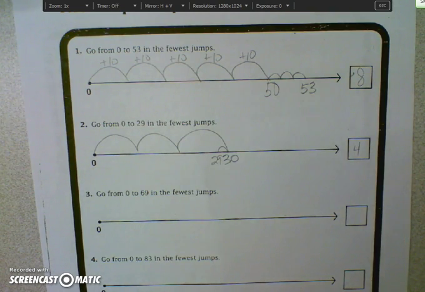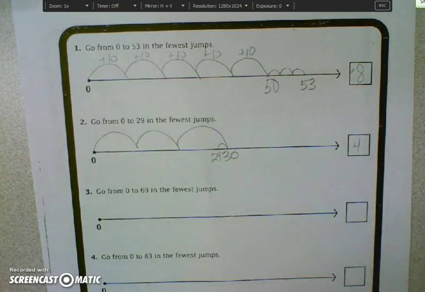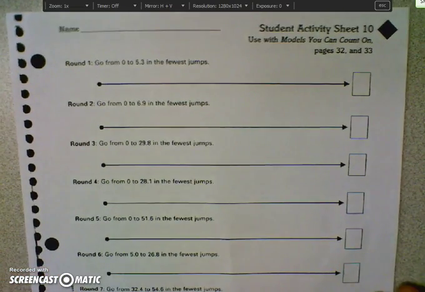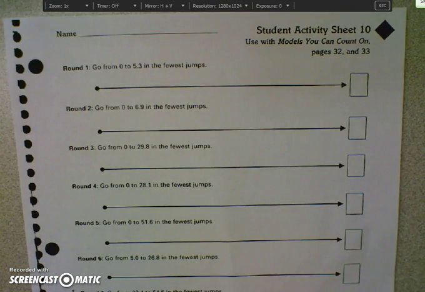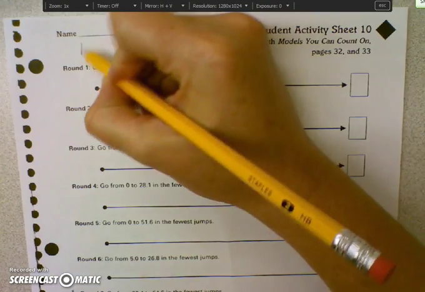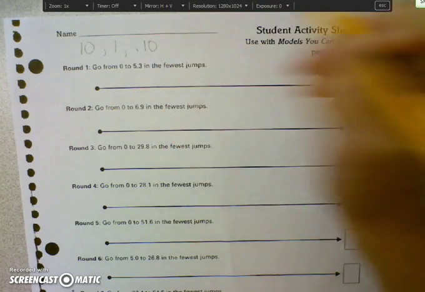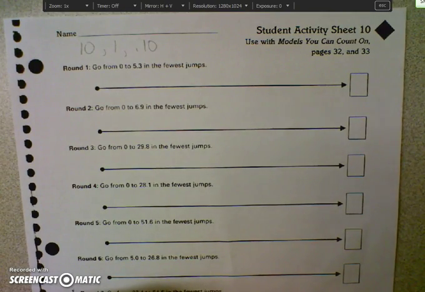So the students had fun playing the jump jump game, and then they moved on to a harder level where it involved tenths or decimals. So in the harder version of our jump jump game, we could still move forward or backward. We could make jumps of 10, 1, or 1/10. And again, the goal of the game was to get there in the fewest jumps possible.